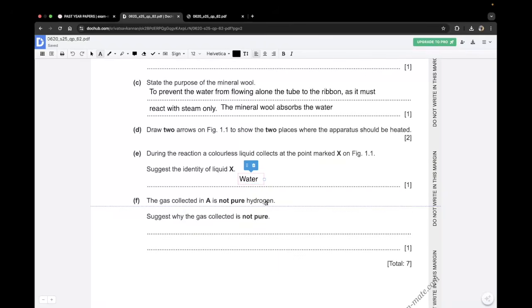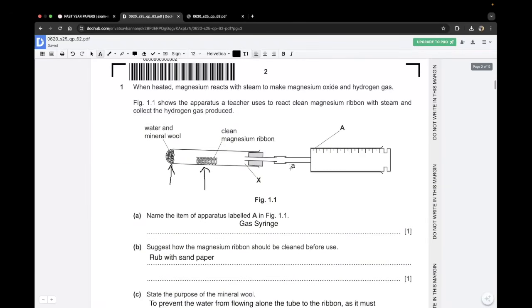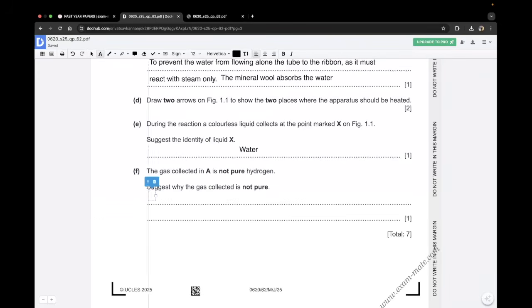The gas collected today is not pure hydrogen. Suggest why the gas collected is not pure. Usually this reaction only releases hydrogen, but it's not pure. And why is that? Think about all of the conditions that they've given us. The answer specifically here is because there was already air in here, right? Since they did not mention that the test tube was completely emptied of all air before the reaction, we can assume that air was there.